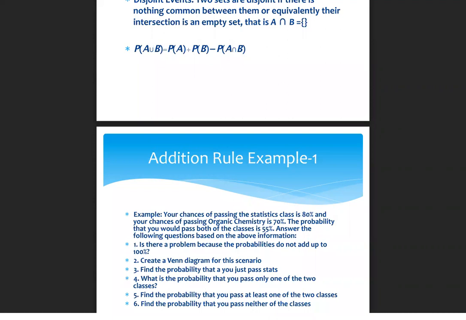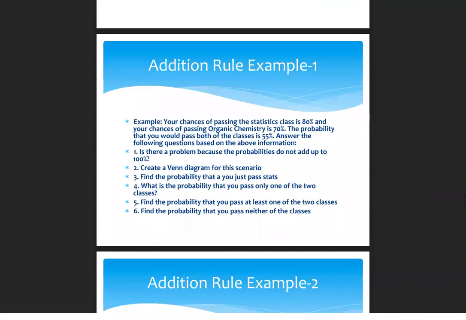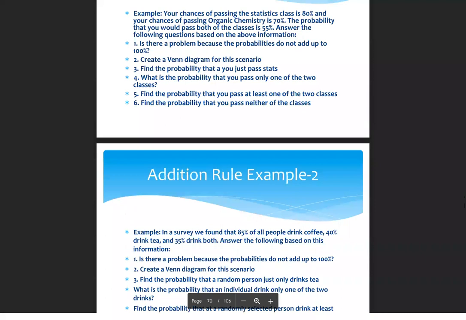Next, let's go ahead and do some examples here. All right. Your chances of passing statistics is 80%. And your chances of passing chemistry or organic chemistry is 70%. The probability that you pass both the classes is 55%. Answer the following questions based on the above information.